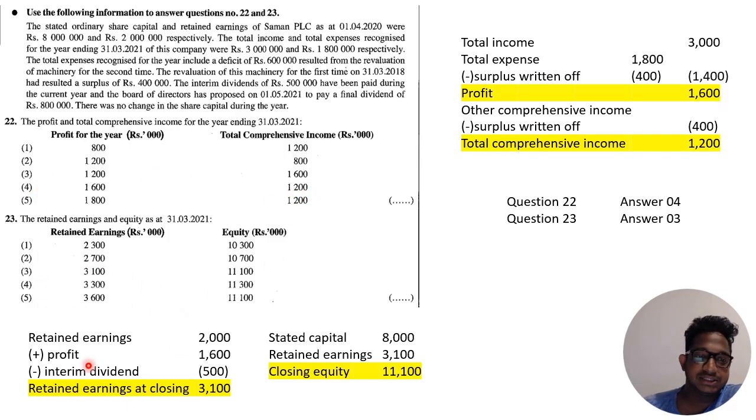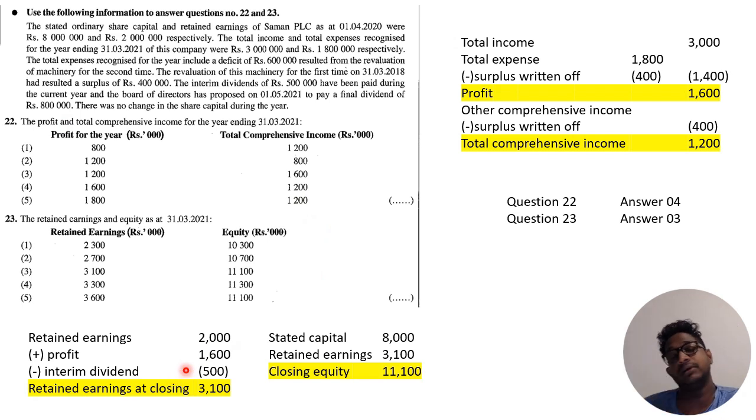Profit for the year is 1,600 and the total company's income is 1,200. And they're asking for the retained earnings. So the opening retained earnings is given as 2 million. The profit you found from here is 1,600, and they paid an interim dividend of 500. Keep in mind the final dividend proposal we do not record in books. It's just a declaration from the note, but you paid the interim dividend 500.